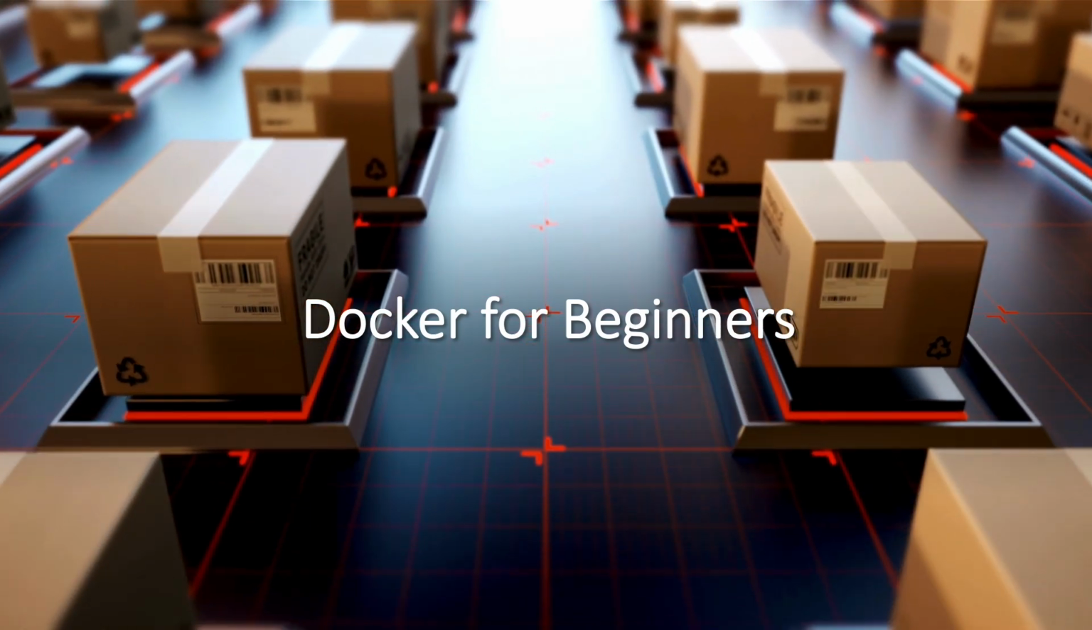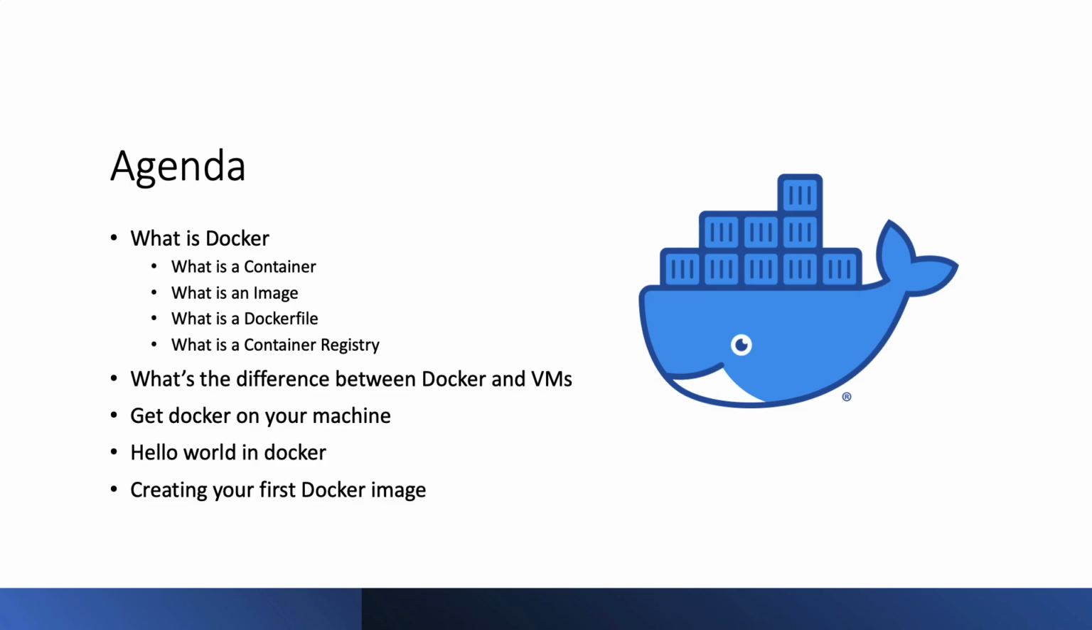So what we'll be covering today? First, what is Docker? And within that topic we're going to be covering what's a container, what's an image, what is a Dockerfile, and what is a container registry, and how everything fits together. Then we're going to be discussing the difference between Docker and a VM. Then we're going to see how we can have Docker on our local machine, and then we're going to do the first Hello World application with Docker, and then we're going to be creating our first Docker image.